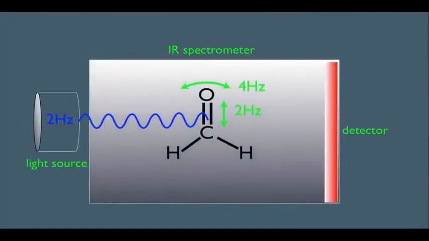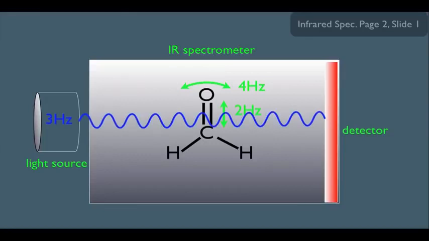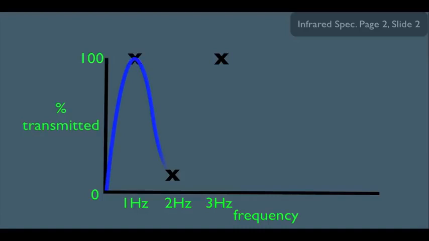Now, let's go back to our machine here. Let's now take our light source and set it at this time 3 Hz. Think about what we just learned here. If this molecule stretches at 2 Hz and wags at 4 Hz, then when we shine the 3 Hz frequency light, it should go right through it. There simply is no match in this case. And the detector therefore would say 100% of the light transmitted through the molecule. So again, going back to our graph right here, this would be the point at 3 Hz frequency, 100% transmitted. Now, while we're here, let's connect these dots. This is what we would have.